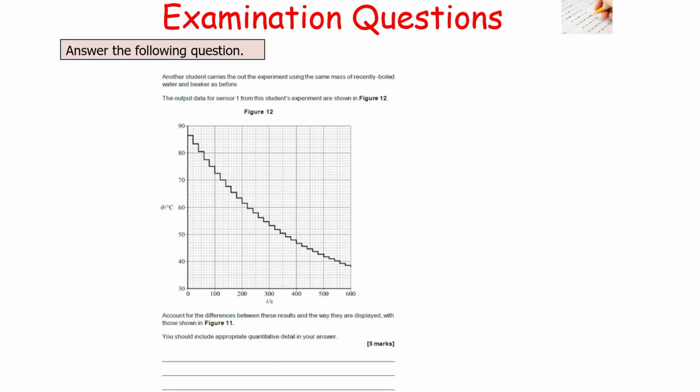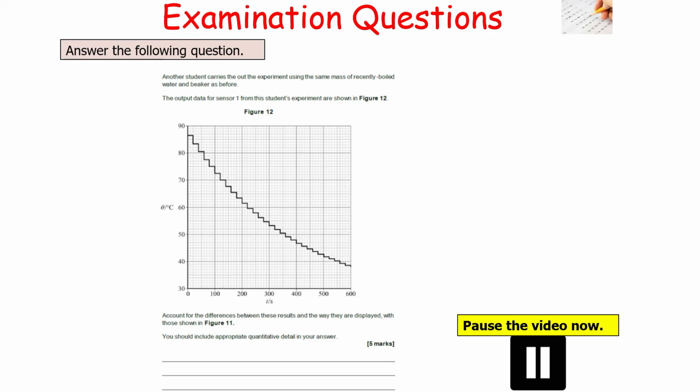The next question says, another student carries out the experiment using the same mass of recently boiled water and a beaker as before. The output data for sensor 1 from the student's experiment are shown in figure 12. Account for the differences between these results and the way they are displayed with those shown in figure 11. You should include appropriate quantitative data in your answer. So pause the video now, then unpause the video when you want to go through your answer.